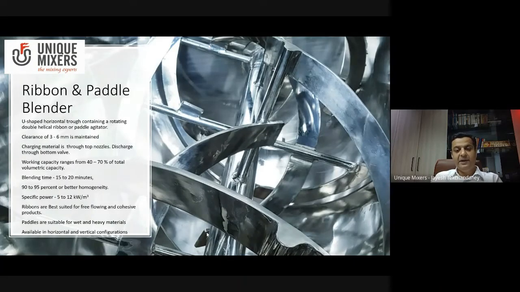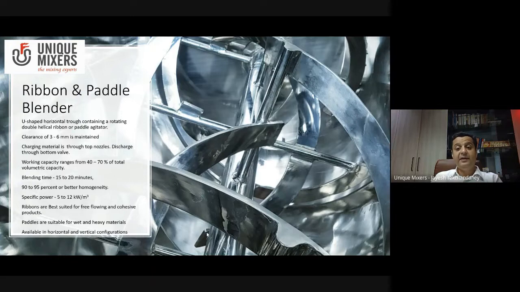The ribbon and paddle blender is the most commonly used blender for solids. It is a U-shaped horizontal trough containing a rotating double helical ribbon or paddle agitator. What you see on the right in the image is basically a double helical ribbon. There is a close clearance between the vessel wall and the agitator.